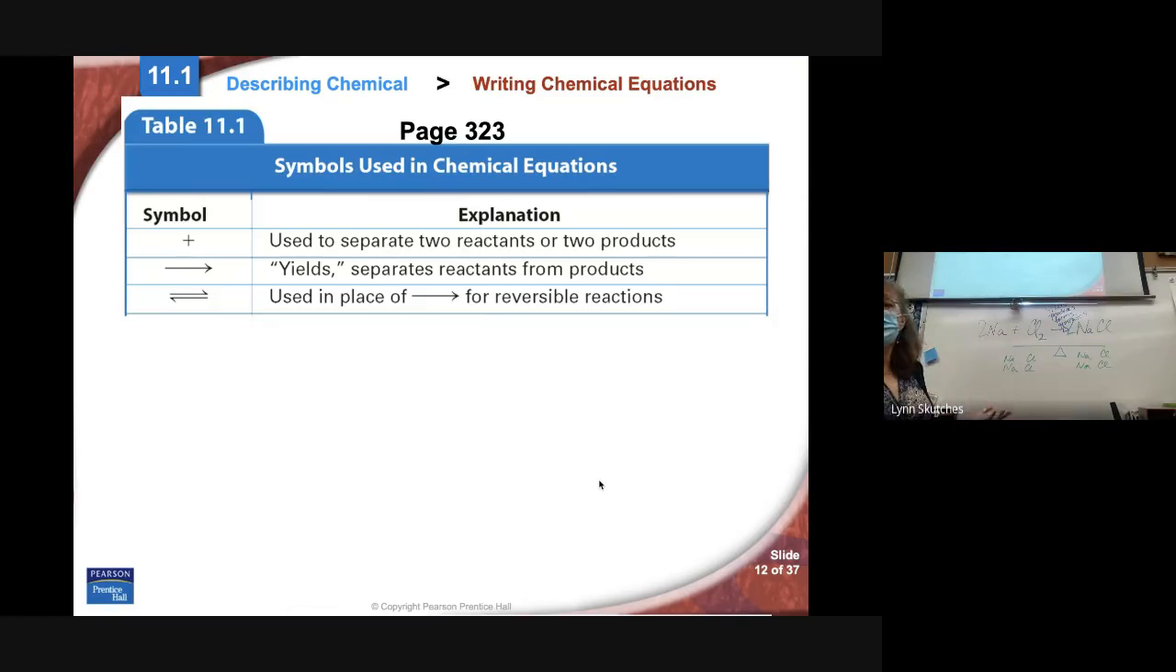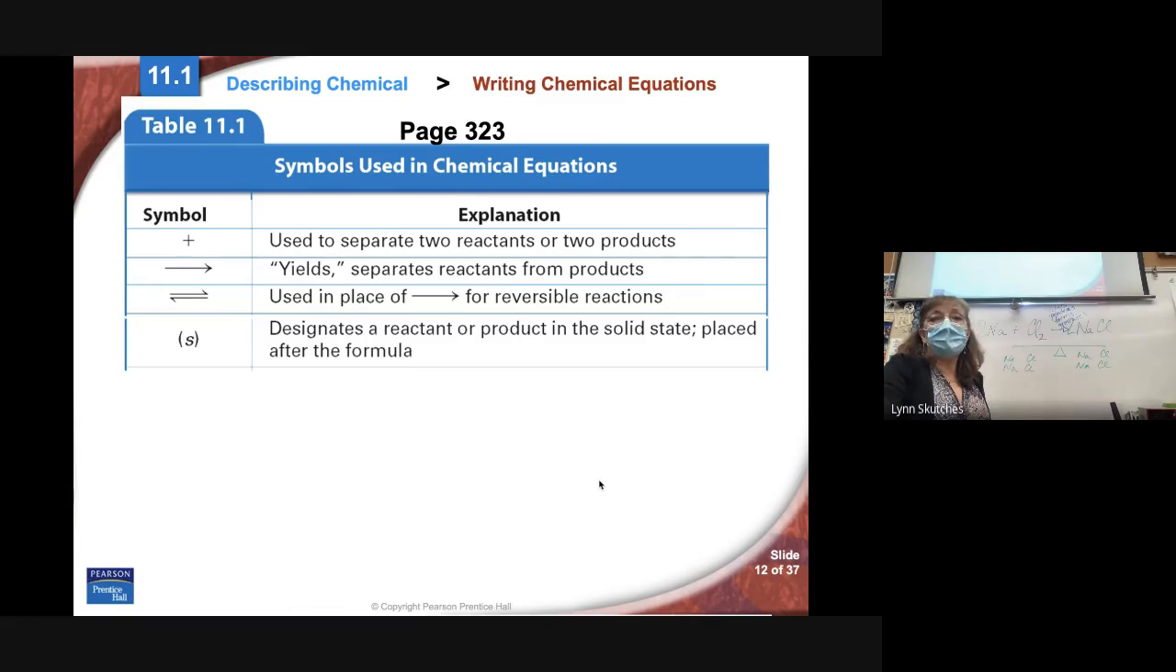Sometimes, like you saw in the video, there's what we call reversible reactions, and they can go back and forth between products and reactants depending on the concentration of each. There's a whole lesson and lab to do on that. There's something called Le Chatelier's principle, and we are not going to get to that this year, but you'll probably encounter it in college.